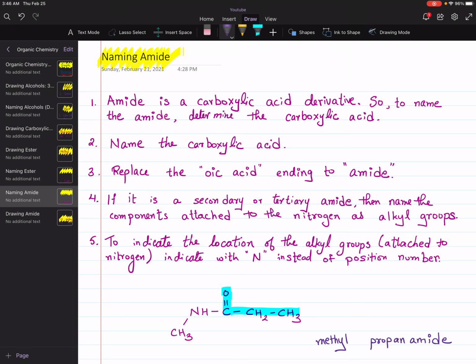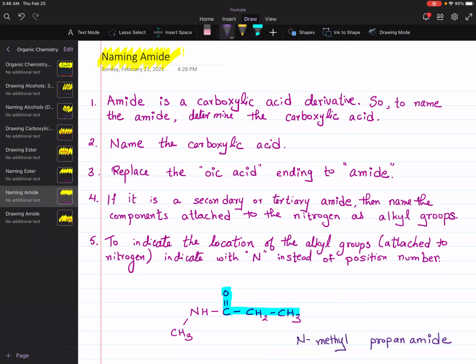But this methyl is attached to which location? It is not attached to our propanamide carbon chain, and therefore it does not have a number because it's not attached to a carbon. The location this methyl group is attached to is the nitrogen. So the way to indicate that is we put N in front, indicating that this methyl is attached to the nitrogen. So the name of this amide is now N-methyl propanamide. And that's how we would name an amide.